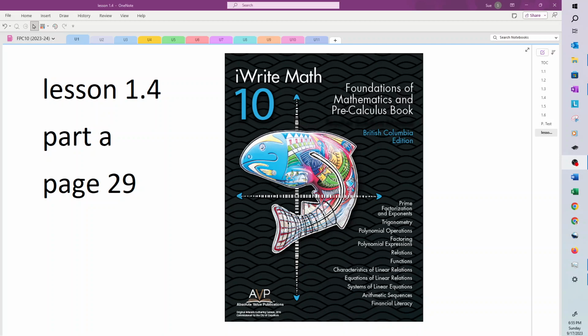This is Foundations in Pre-Cal 10, Lesson 1.4, Part A, on page 29.